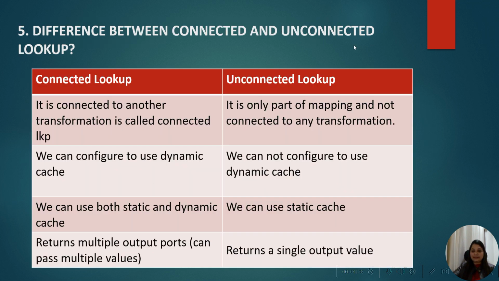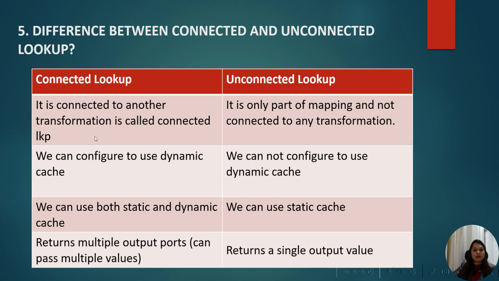Difference between connected and unconnected lookup. This is a most common interview question. A lookup that is connected to another transformation is called a connected lookup. An unconnected lookup is just a part of our mapping and is not connected to any other transformation.